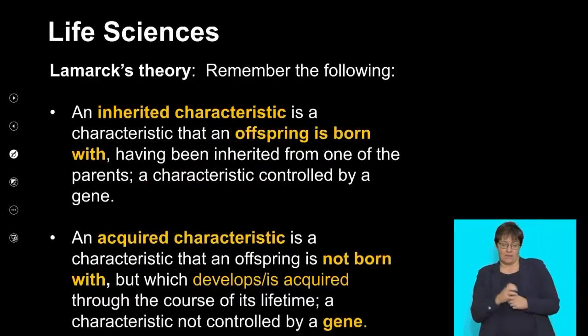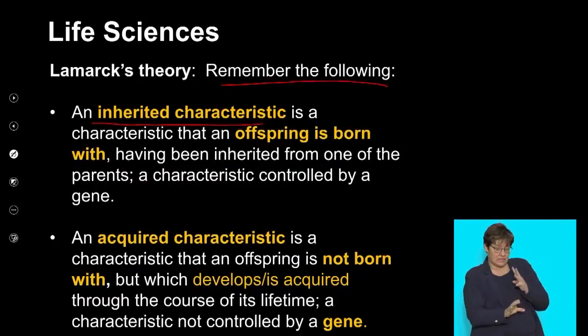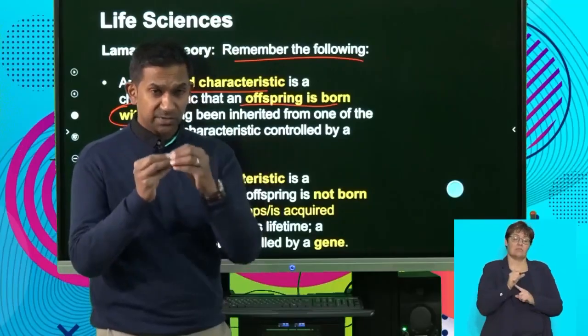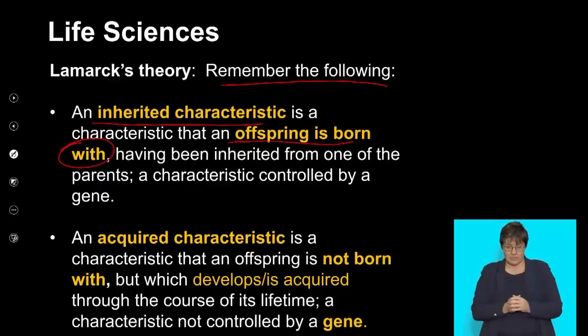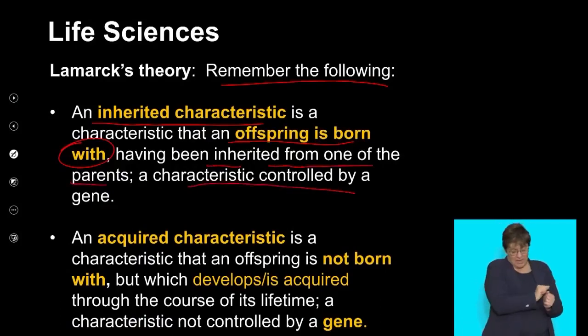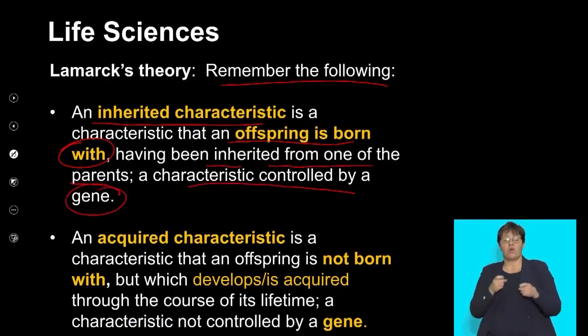Cool. So Lamarck's theory, remember the following, guys, that an inherited characteristic is a characteristic an offspring is born with. So a characteristic can only be passed down from the parents through genes, and that comes from the gametes, the sperms and the eggs when they fertilize. Having been inherited from one of the parents, a characteristic is controlled by a factor called a gene.